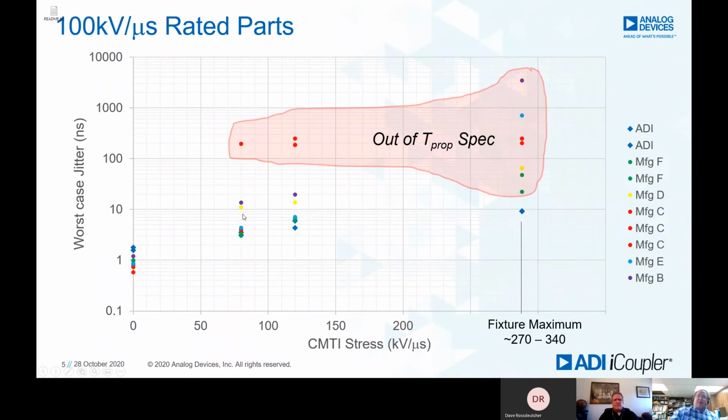But even then, you can see there's a range. Here, with no stress, they're all pretty tight in their timing jitter. But as you start to apply CMTI, it starts to grow. If we run them at the maximum that our fixture can do, these are all 100 kilovolt per microsecond parts, so they're at spec. That's not surprising. But with Analog Devices parts, we're still at spec, even at 3 times the CMTI. Oh, wow. That's good. So with our parts, there is plenty of margin. You don't have to worry about it.